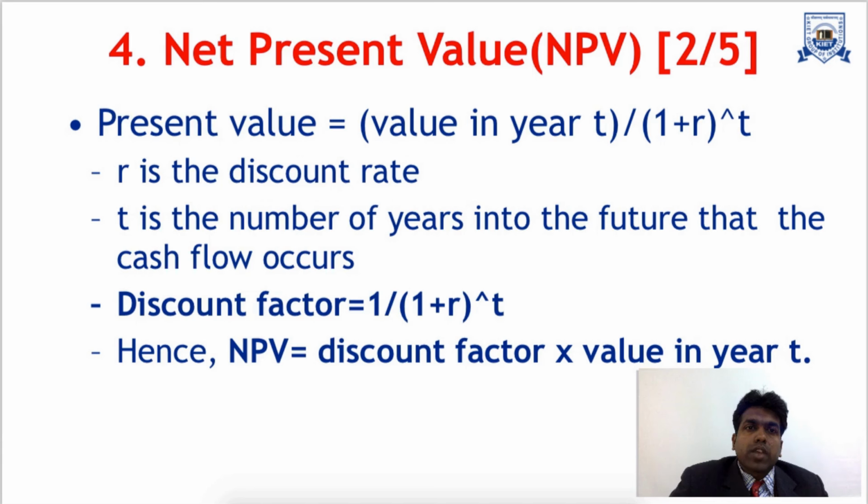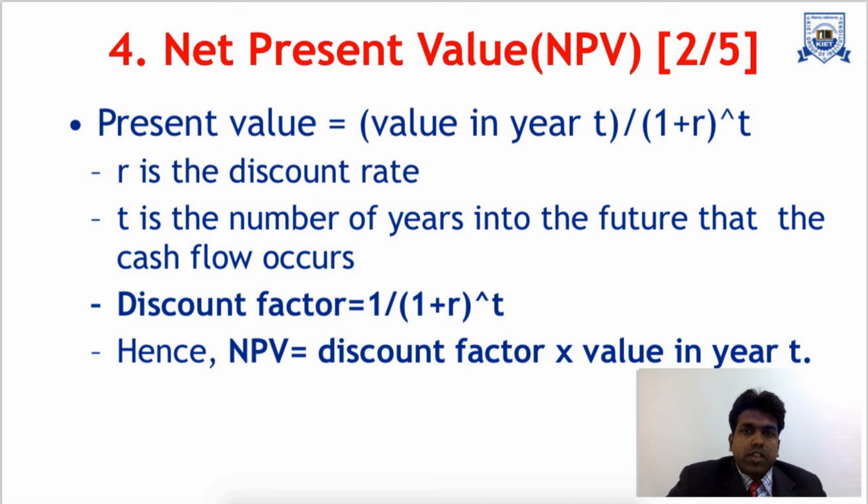For the calculation of net present value, we will use this formula. Present value is equivalent to value in year T, that is the first year, second year, third year, like this. T represents the time or year, divided by (1 plus R) power T, where R is the discount rate and T is the number of years into the future that the cash flow occurs.